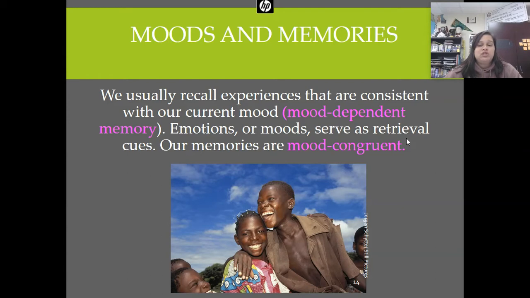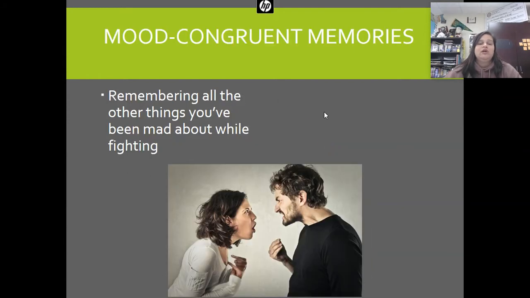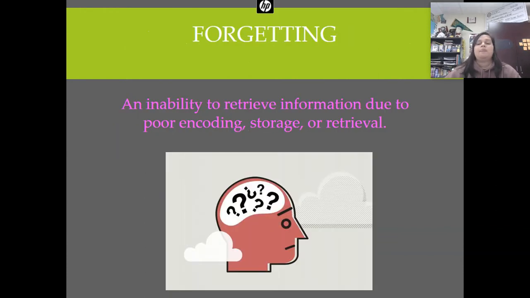So our emotion serves as the retrieval cue. So, for example, when people are fighting, they're really mad. And then all of a sudden they remember all the other times that they were mad at that person and they start bringing up old stuff. That's that mood dependent memory retrieval, that they recall other times they were in the same mood. It could be good or it could be bad. Maybe when you're happy, you remember other times you were happy. When you're sad, you remember other times that you were sad.